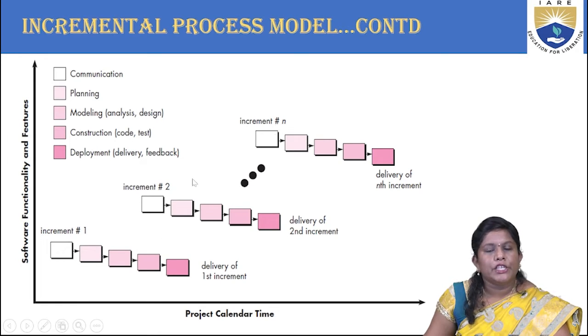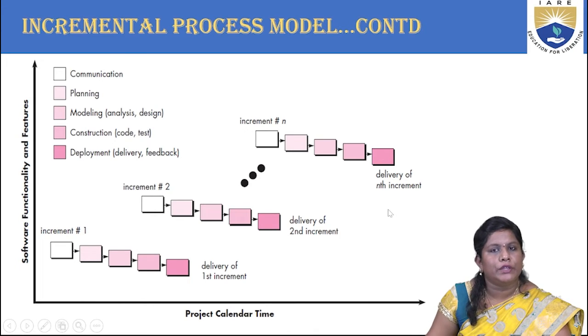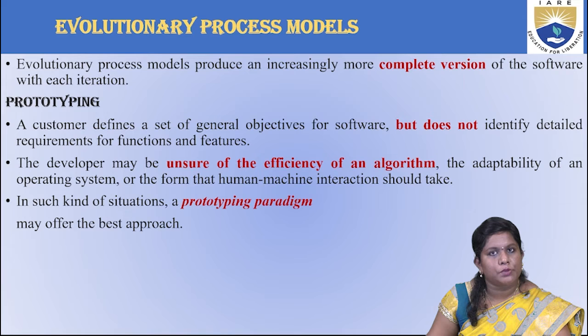to increment n. At the first increment, you are trying to deliver whatever has been stated in the first module. Then increment 2, the second part, deliver it. Third part, deliver it. At the end, you are trying to merge all of these things together. So this is a diagram that depicts the incremental process model.